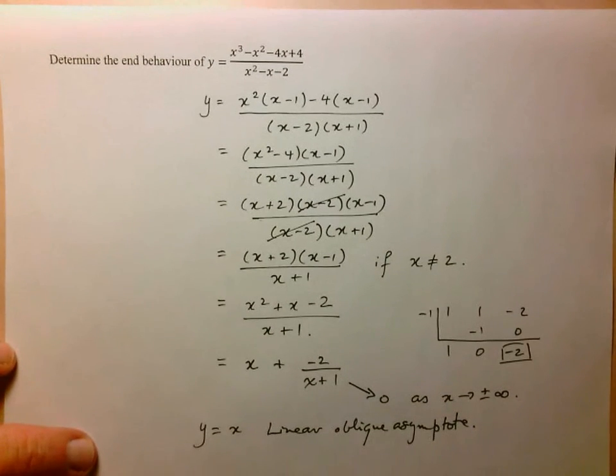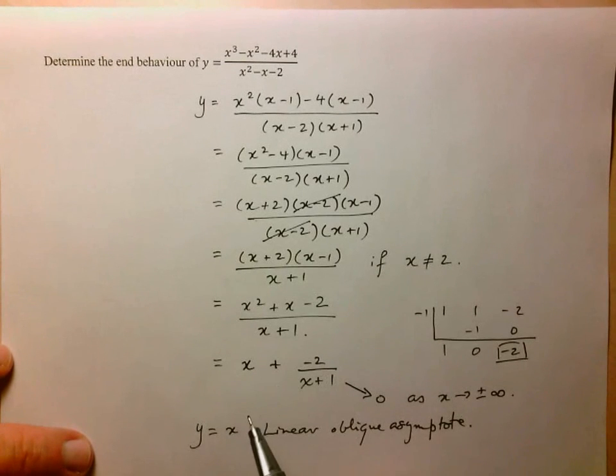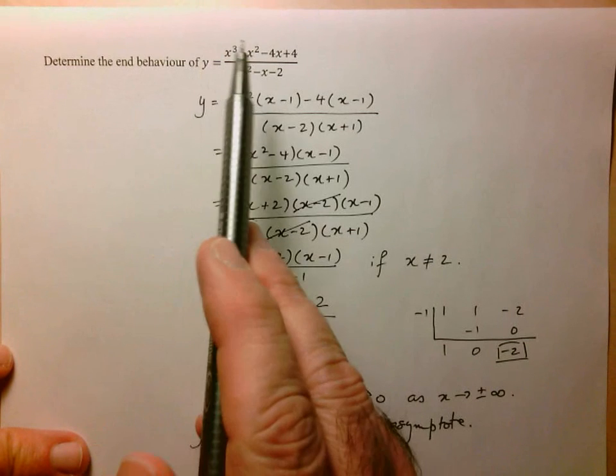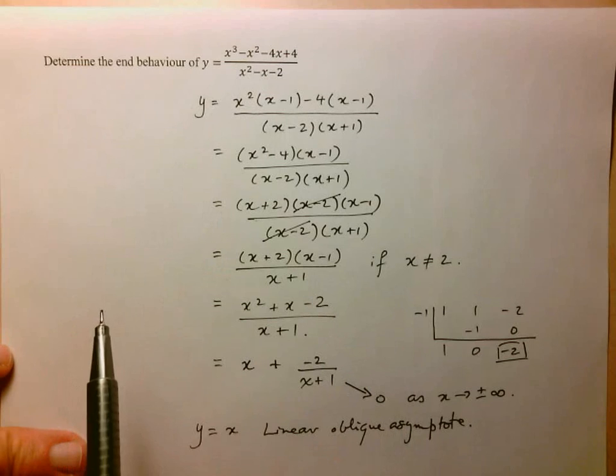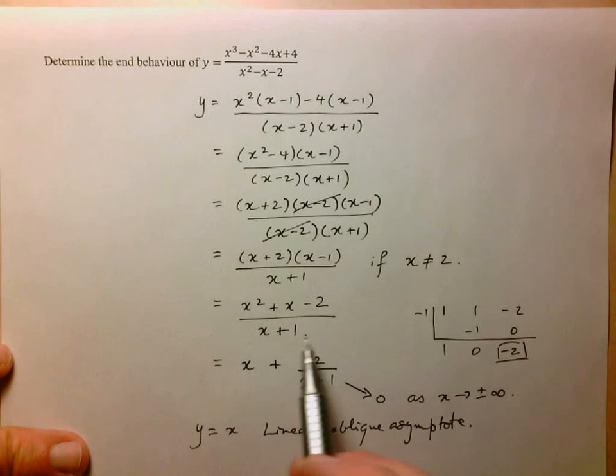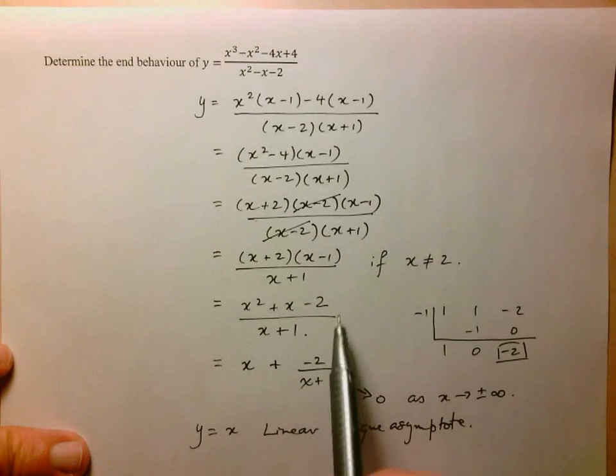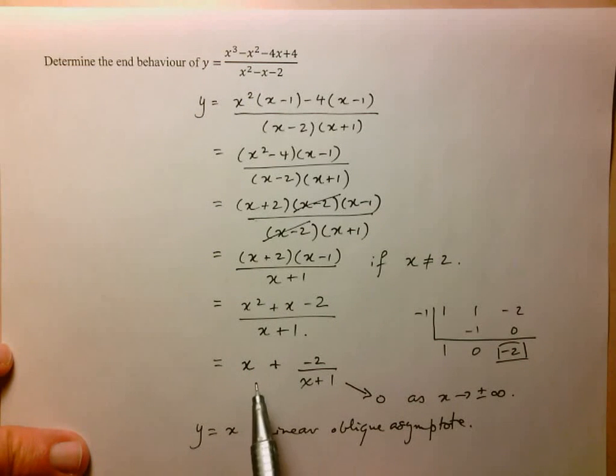So that's our recap. If you have a rational function whose numerator has a degree 1 larger than the denominator, you can use long division. Or in this case, we were able to use synthetic division on the simplified version to determine the linear oblique asymptote, which is just given by the quotient of that division. Okay, that's it for this one.